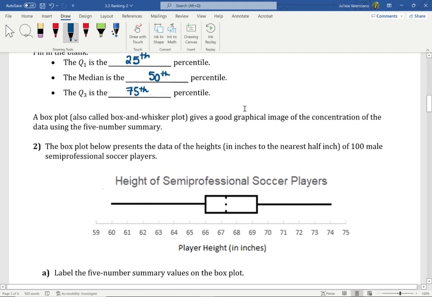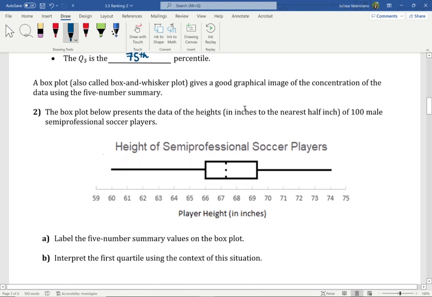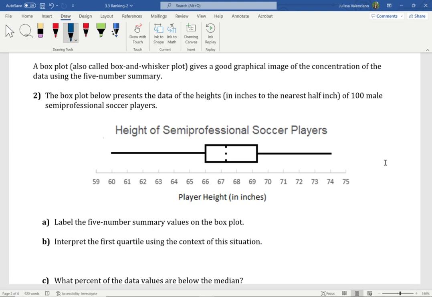Now that you're familiar with the 5 number summary, let's go ahead and talk about box plots. A box plot, also called a box and whisker plot, gives you a good graphical image of the concentration of the data using the 5 number summary. When you look at a box plot, you should be able to see the minimum, the maximum, Q1, the median, and Q3. If you have the 5 number summary, you should be able to create a box plot.